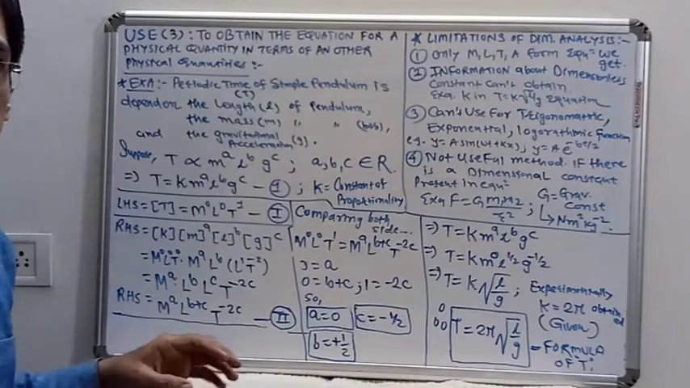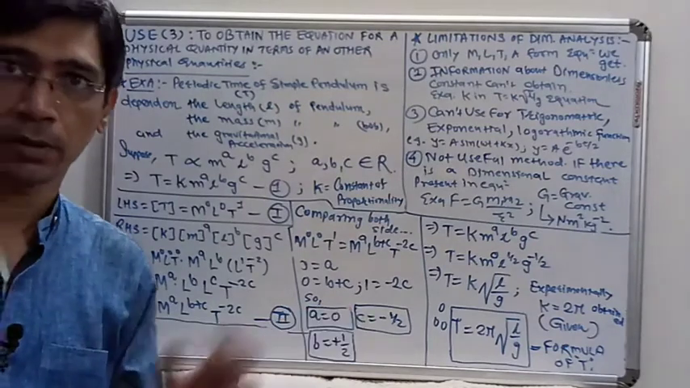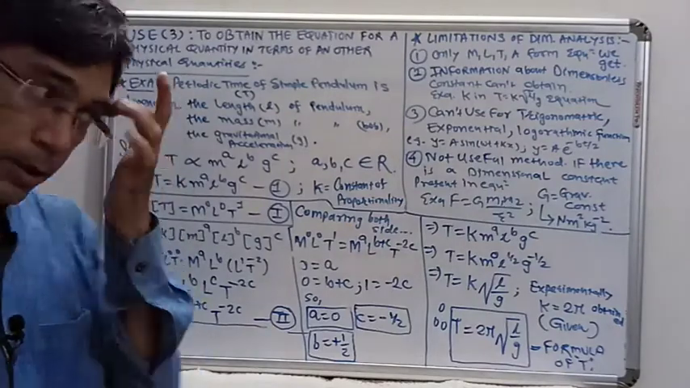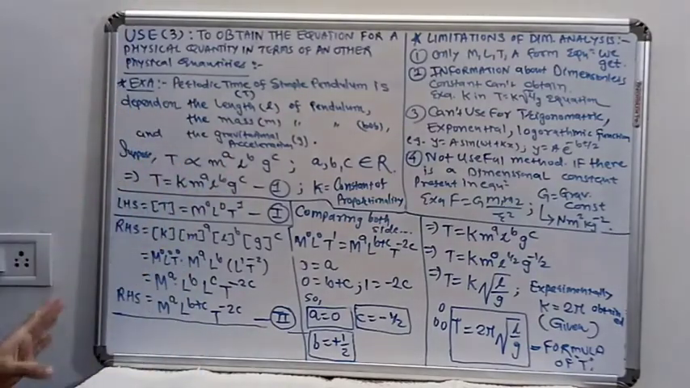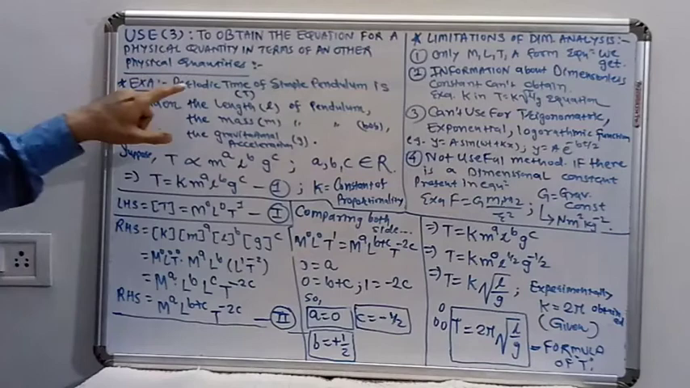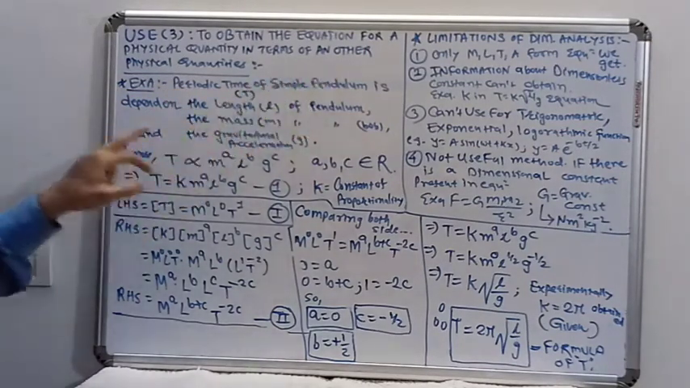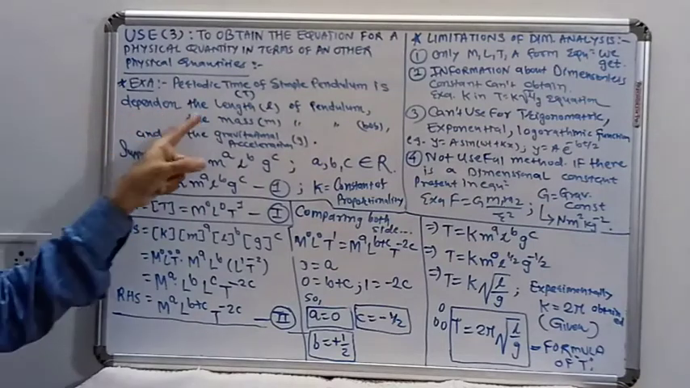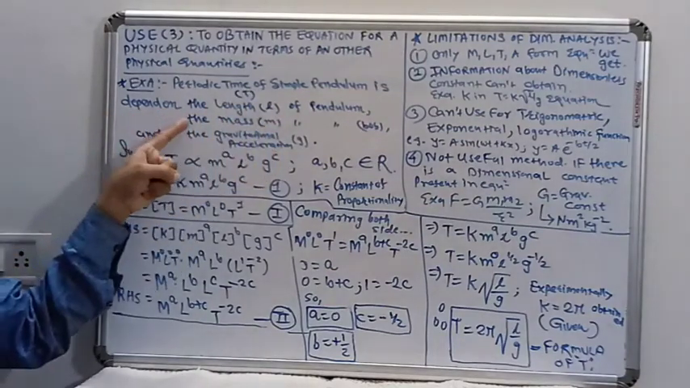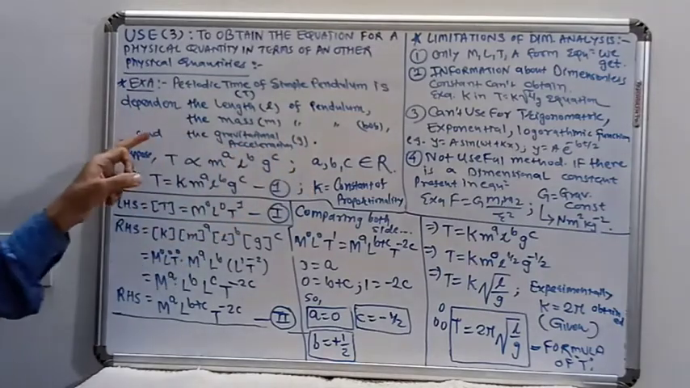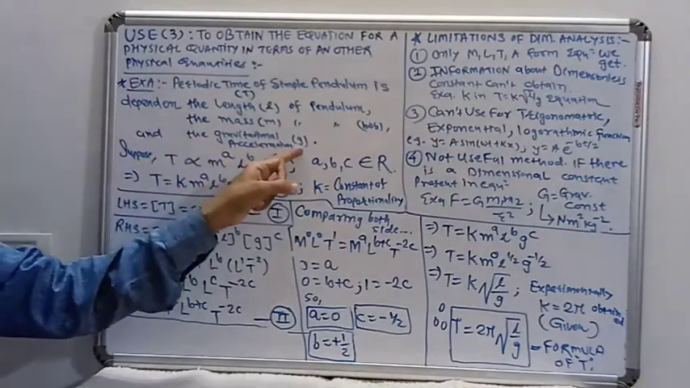So here we are relating one quantity with other quantities. If one quantity depends on other quantities, then we can derive that equation. Example: the periodic time T of a simple pendulum depends on the length l of the pendulum, the mass m of the pendulum bob, and the gravitational acceleration g.